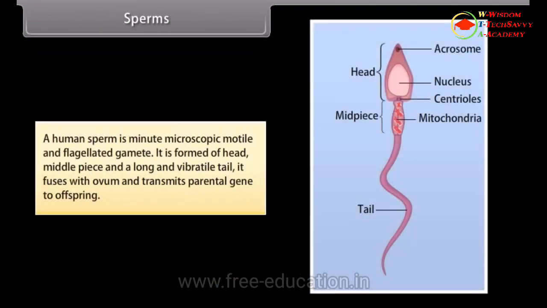Sperms. A human sperm is a minute, microscopic, motile and flagellated gamete. It is formed of head, middle piece and a long and vibratile tail. It fuses with ovum and transmits parental genes to offspring.